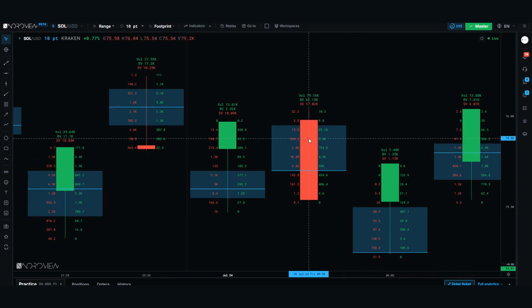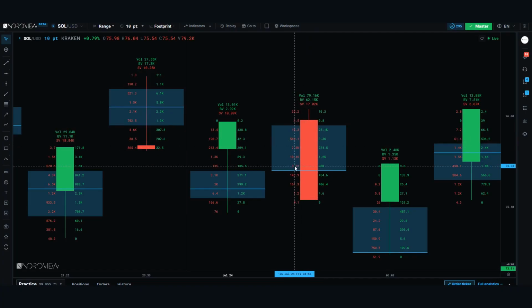Okay, let's read one candle properly. Each candle is a stack of price rows, and every row carries two numbers. On the left, in red, the volume that was aggressively sold at that price. On the right, in green, the volume that was aggressively bought at that price. Aggressively sold means a seller hit the bid. Aggressively bought means a buyer lifted the offer. Those are the traders who want it in right now at market, and they are the ones who move price.